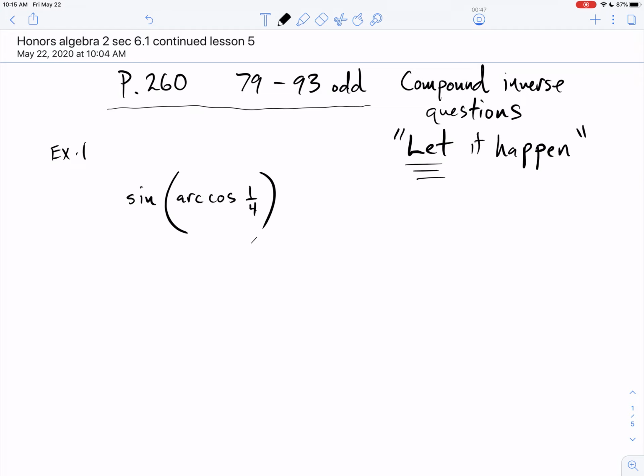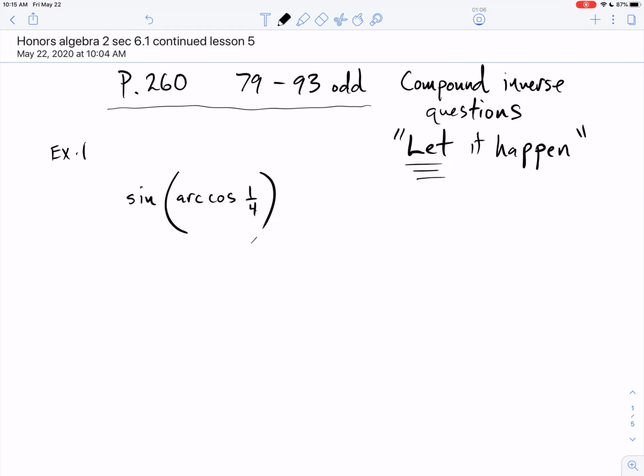So, see how it says here, compound inverse questions. Let it happen. See, this is not an equation. I'm not solving anything here. I'm evaluating something. I'm going to figure out what the numerical answer is that they want from this.